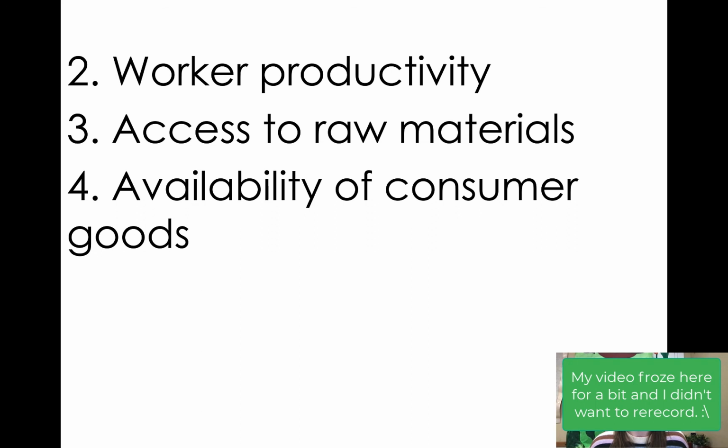Okay. Next up, we look at worker productivity. How much are they putting in for how much is coming out of it? Then we look at access to raw materials. Are they able to get that raw stuff? In less developed countries, often they have the raw materials right there. But in more developed countries, often they're able to more easily access them because they can afford them and pay for them. And finally, availability of consumer goods. So how easy is it to access stuff like this or this computer that I'm recording on, or all the things around me, the stuff that I can just go and buy.